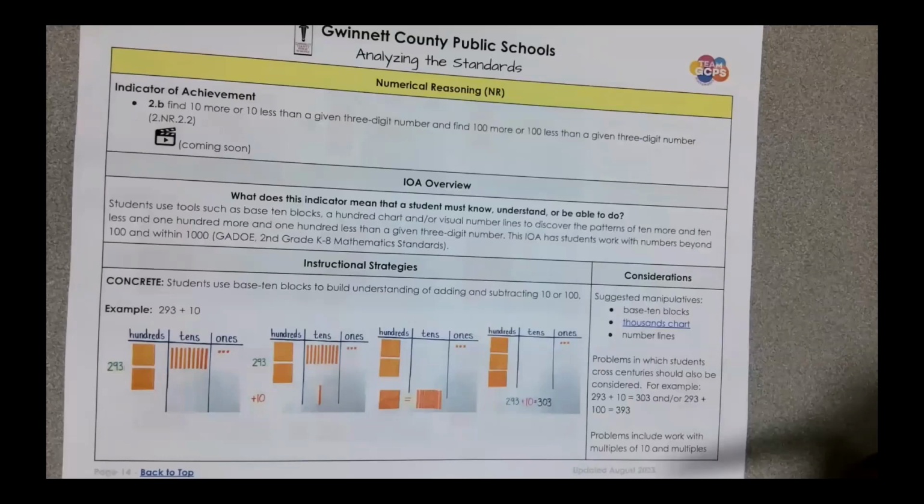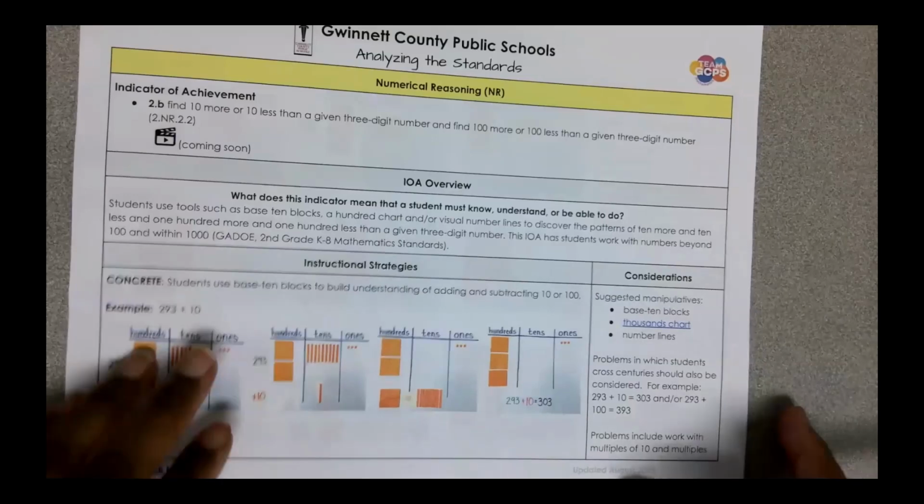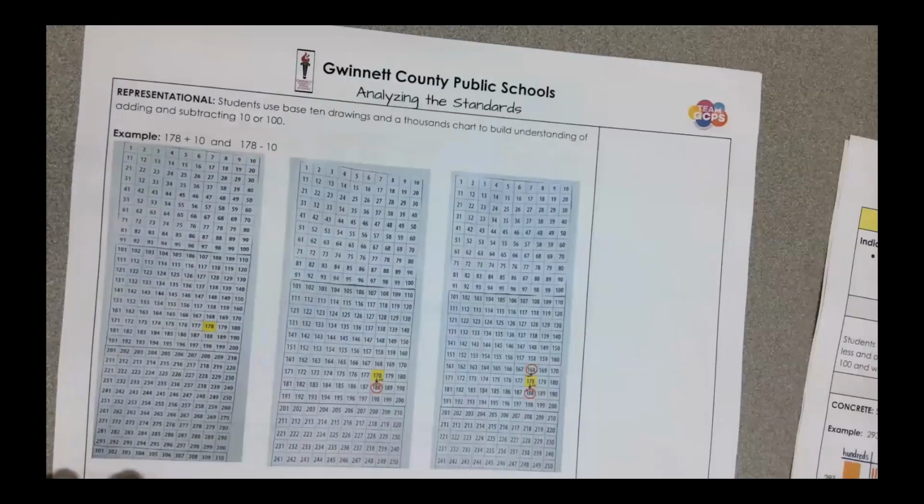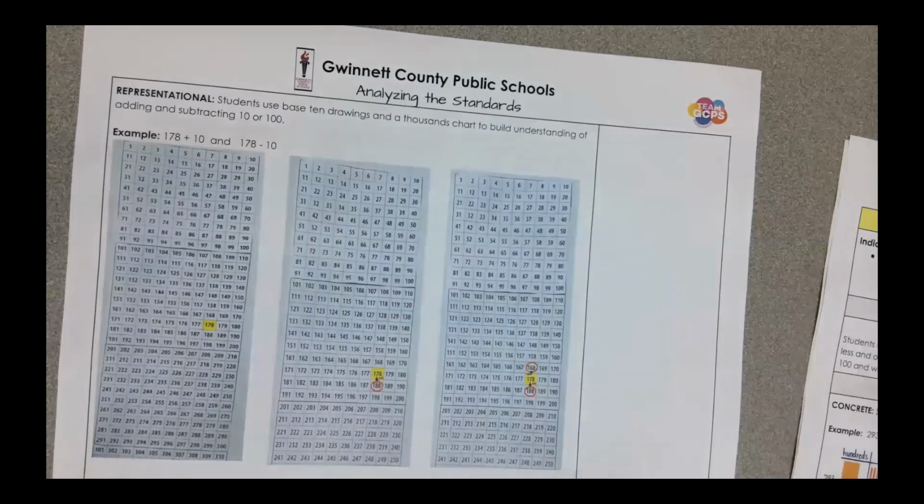Also, remind students that in first grade, they learned that the square directly above a given number on a hundreds chart is 10 less than that number, and the square directly below a given number is 10 more than that number. When working with larger numbers, the same concept applies. Also, you can refer to the AKS 2 IOA 2B to see an example of using a thousands chart to add 10 more or 10 less than a given three-digit number.